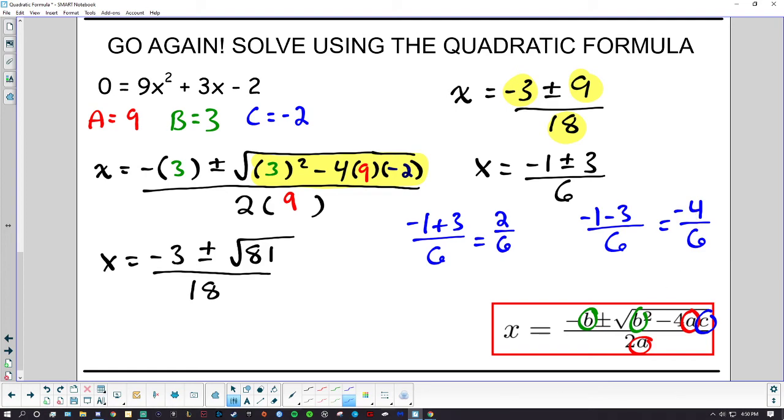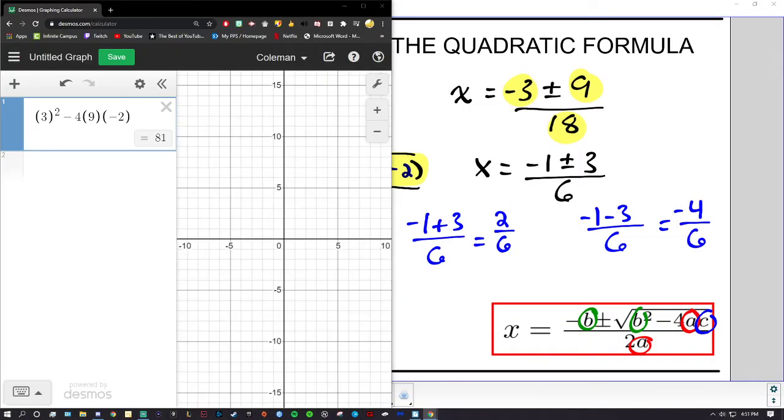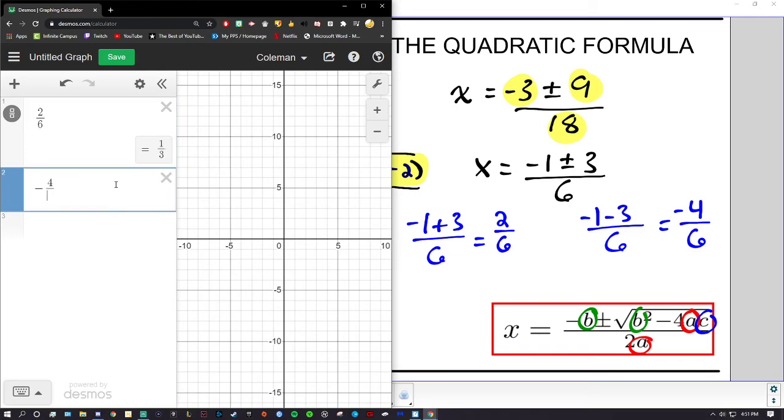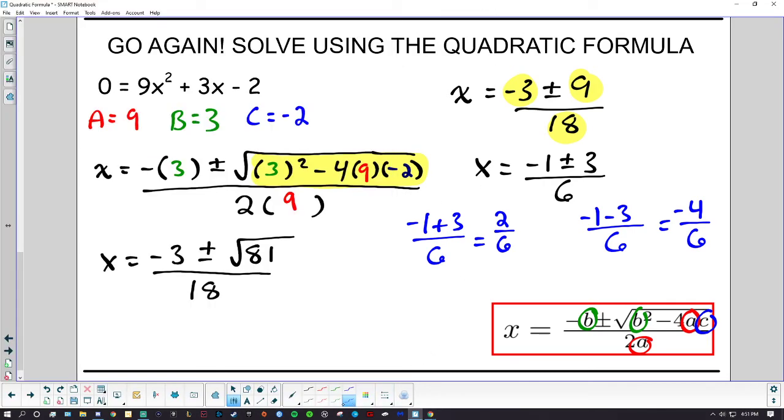But guess what? Those definitely can be reduced. Just like when we did the x method, I can plug in my fractions, 2 over 6, click my fraction button, and it simplifies. Negative 4 over 6, click my fraction button, and there's my simplified fractions, 1/3 and negative 2/3. 1/3, running out of room, negative 2/3. Those are the solutions to the quadratic formula.